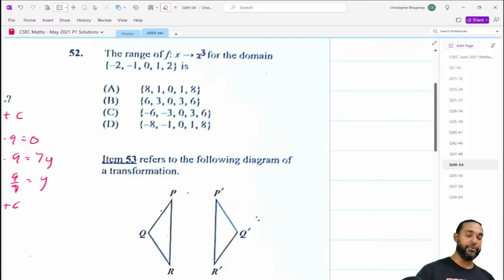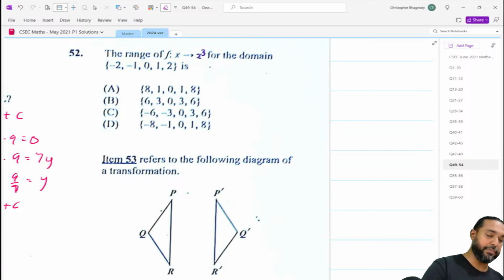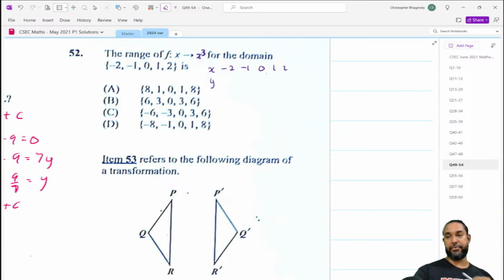In each case, we have to cube each of those numbers. The x values are -2, -1, 0, 1, and 2, and then the f of x. When you cube something, you multiply 3 instances of it together. Looks tricky, right? Yeah, a little bit.